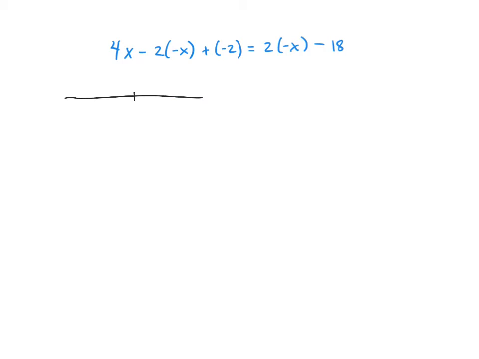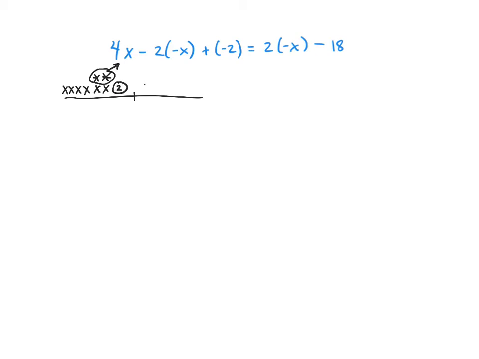So setting up our pictorial method, we have 4 x's. And then we're going to subtract 2 negative x's, but I don't have 2 negative x's to take away. So I'm going to have to add a 0 pair. So here are my 2 negative x's. They're paired with 2 positive x's. And now I can take those 2 negative x's away. And then I have plus negative 2.